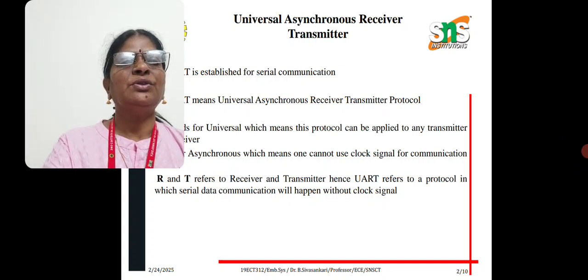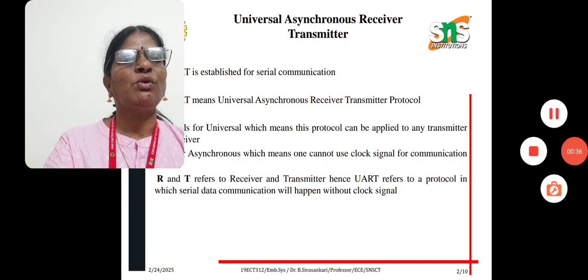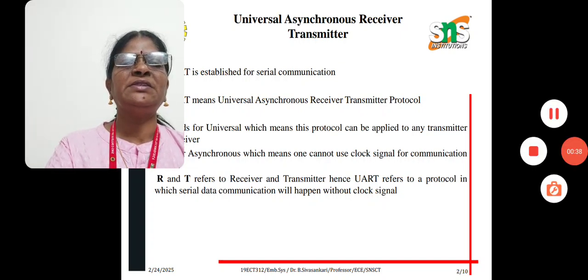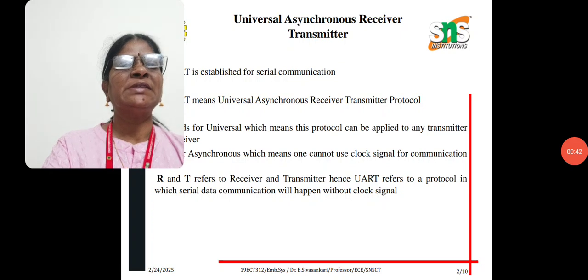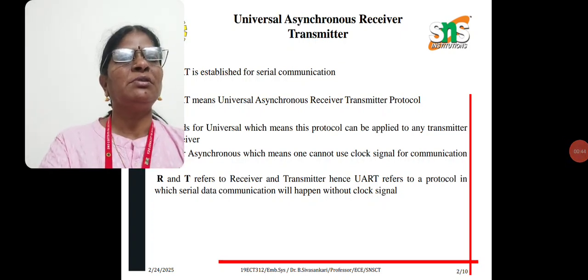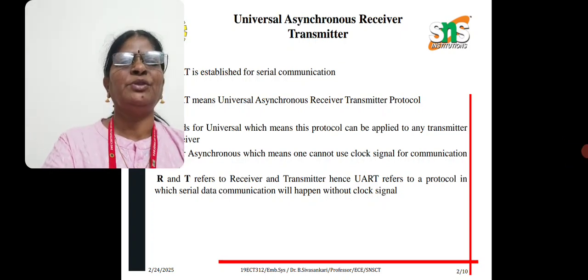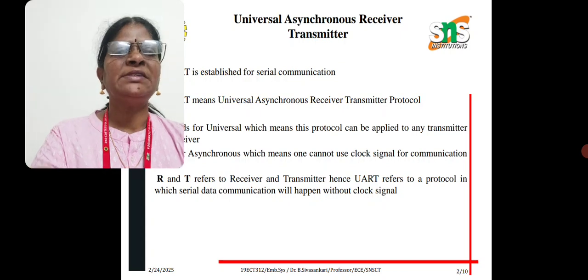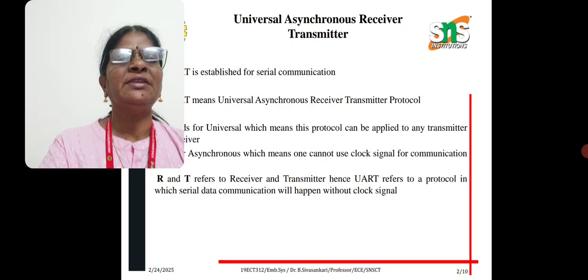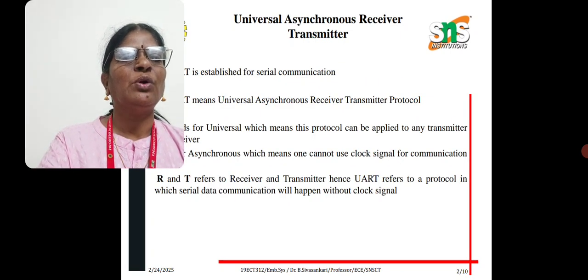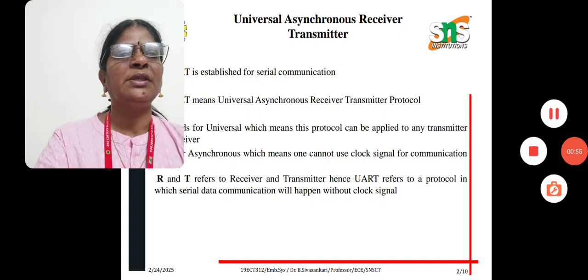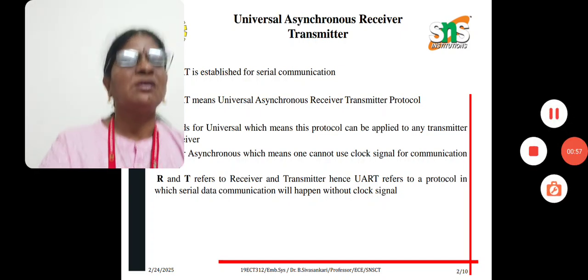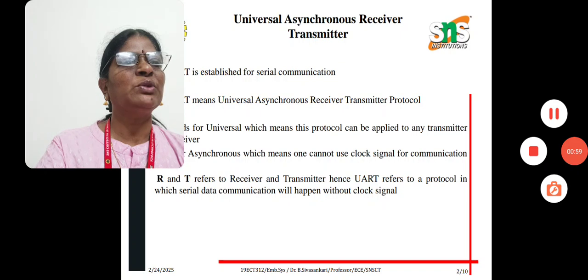So it is universal, which means this protocol can be applied for any transmitter or receiver. Since it is asynchronous, one cannot use a clock signal for communication. R and T refer to receiver and transmitter. Hence, UART refers to a protocol in which serial data communication happens without a clock signal.